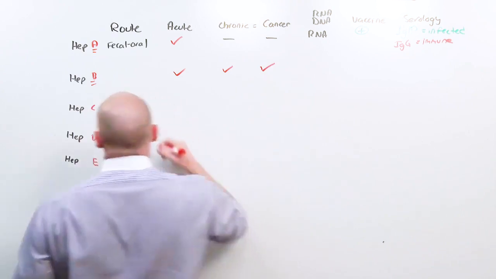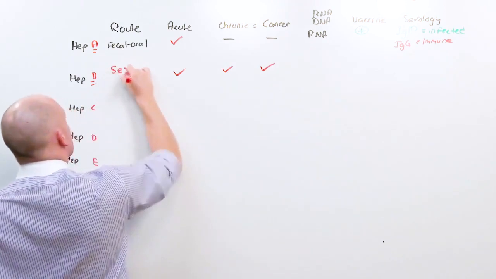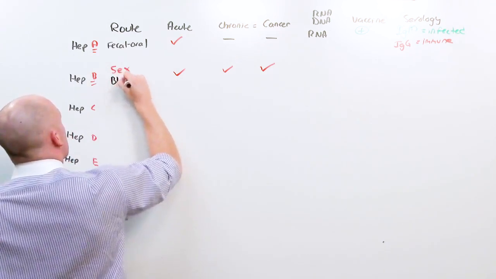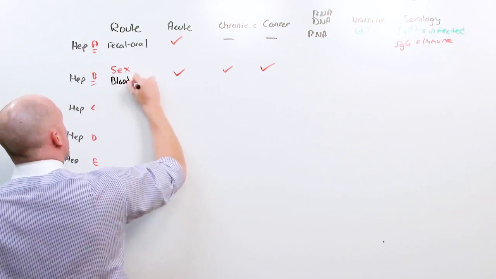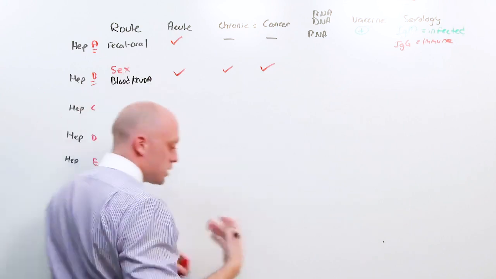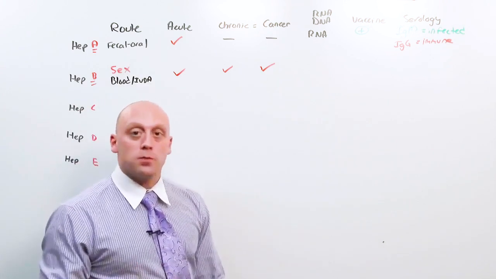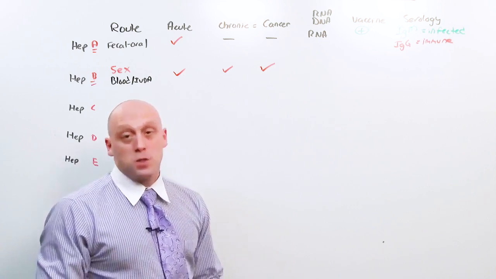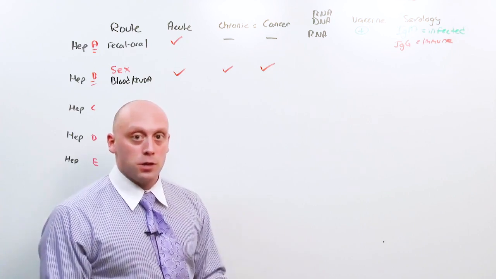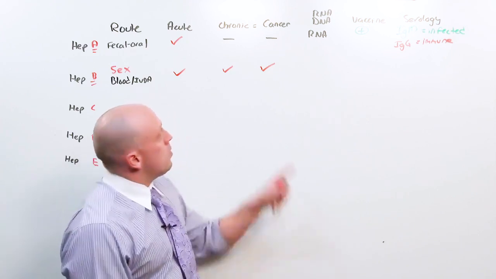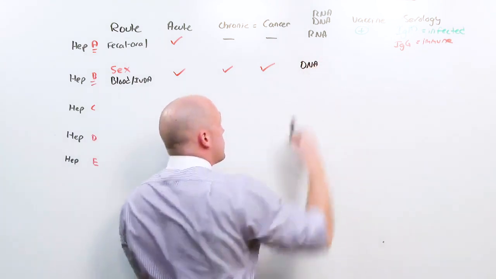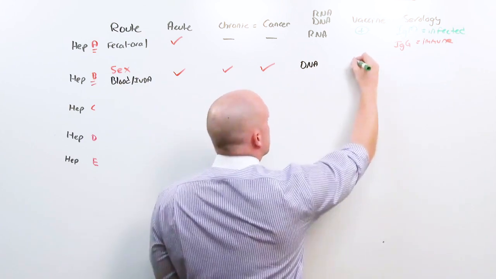Hepatitis B is transmitted through sex and drugs, sex and blood. And blood means blood transfusions and intravenous drug use. But hepatitis B is the one that's transmitted sexually. None of these other viruses do that. Hepatitis B can be transmitted vertically from mother to child as well. It is a DNA virus, and there is a vaccine.